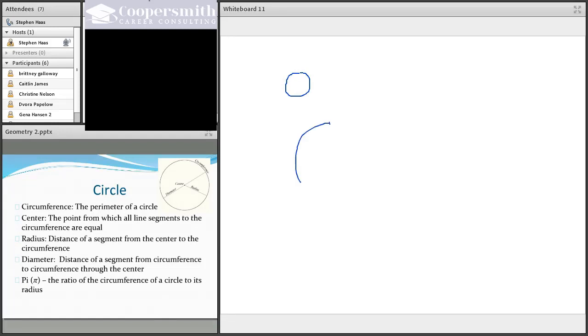Oh man, this is a lousy circle. I am not good at... Okay, I see, the thing is, not only am I bad at drawing in general, but drawing with this tablet makes it even harder. Alright, this is going to have to do for a circle, or you can use the one that's on the slide. Okay.